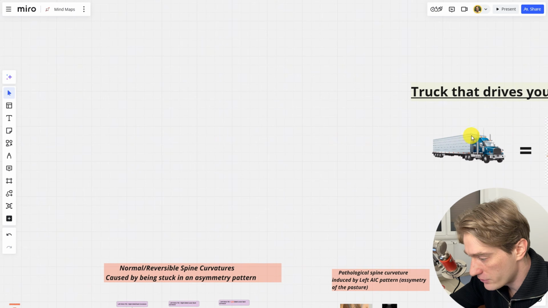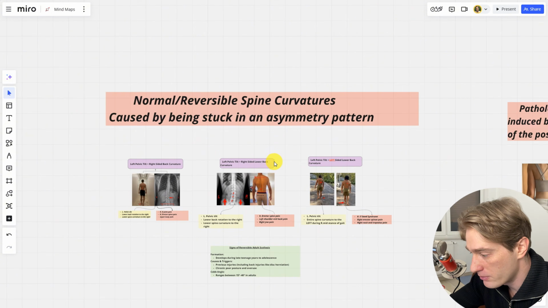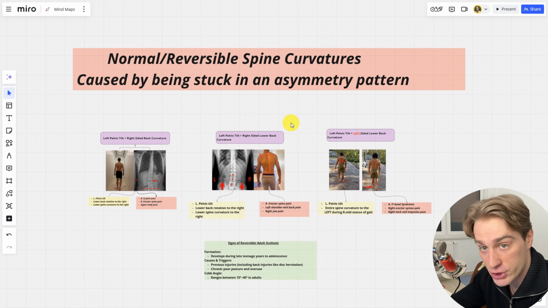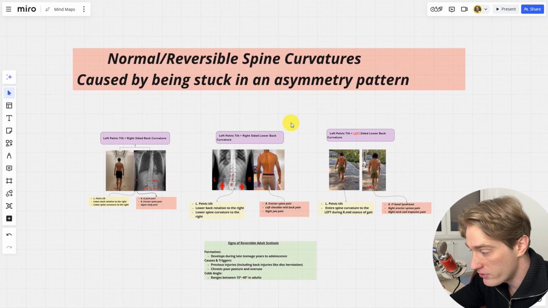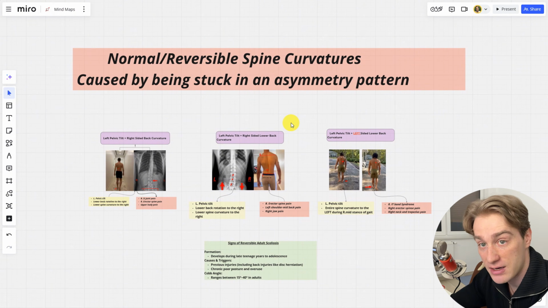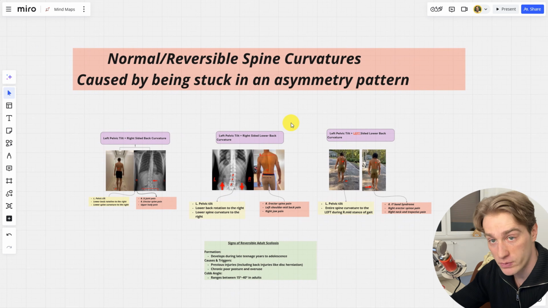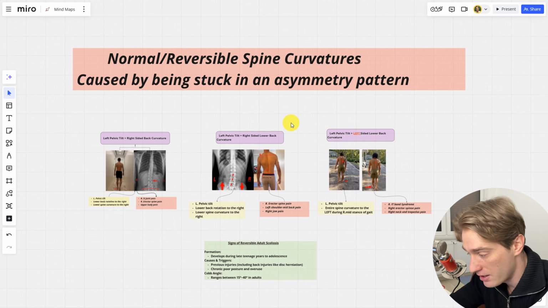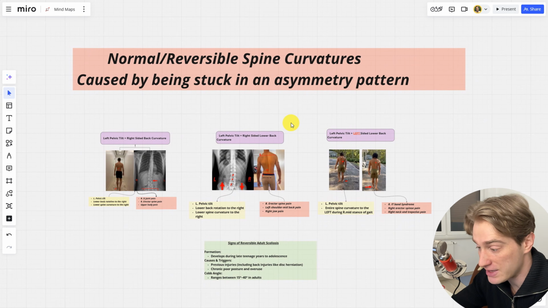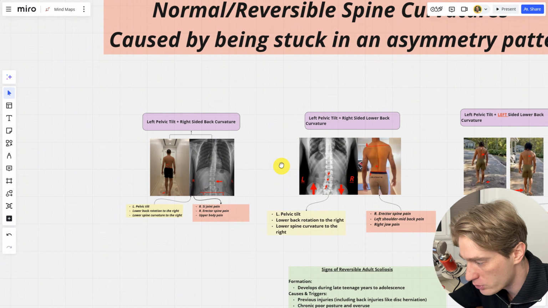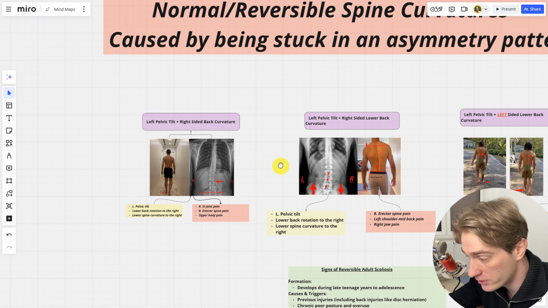Now, let's take a closer look at my patients who have lower back curvatures, lower back scoliosis because of the improper position of the pelvis. All of these three instances have something in common: the left pelvis overtops the right one, which is causing the spine to be curved in a specific direction. All of these are my online patients with whom I'm currently working through online coaching.